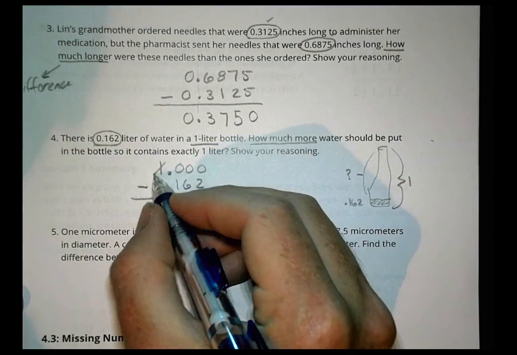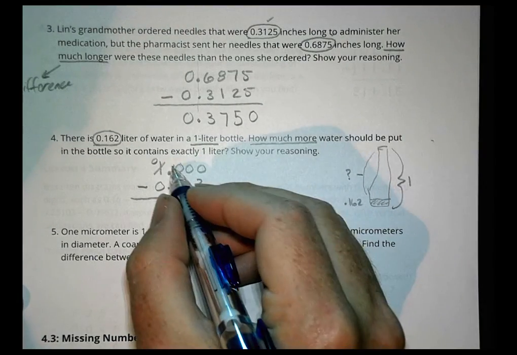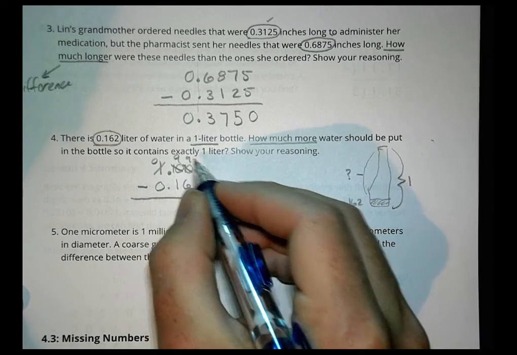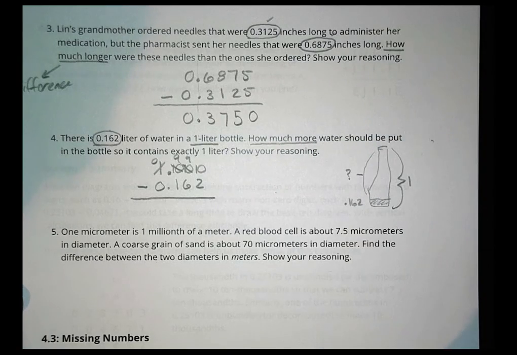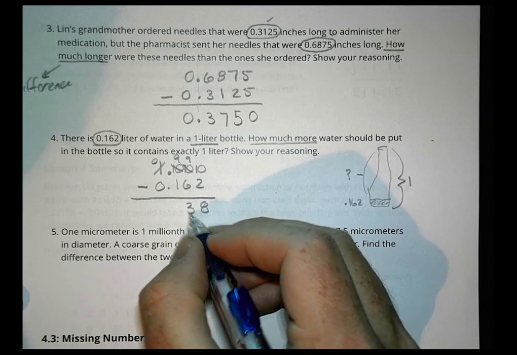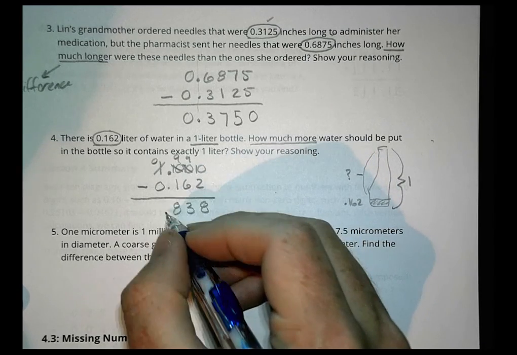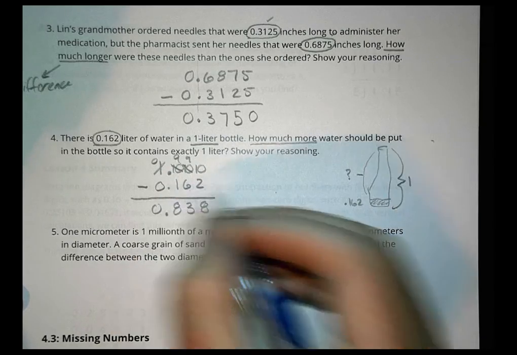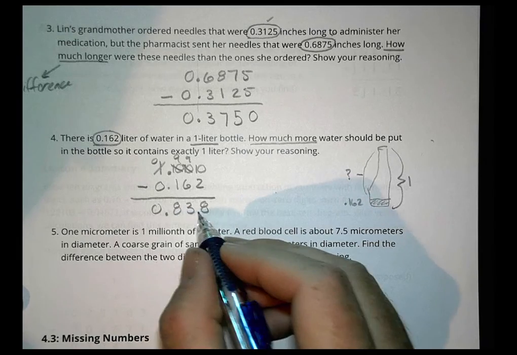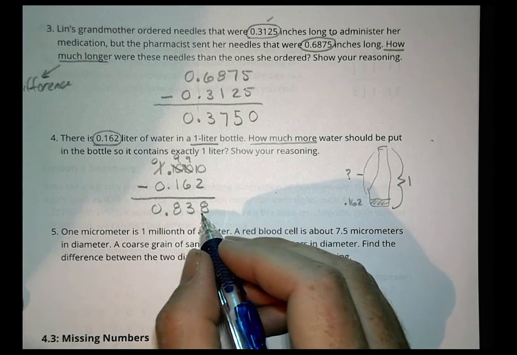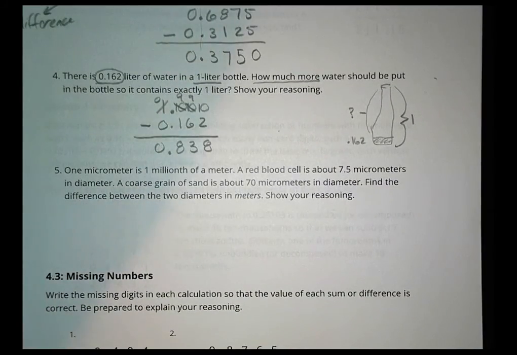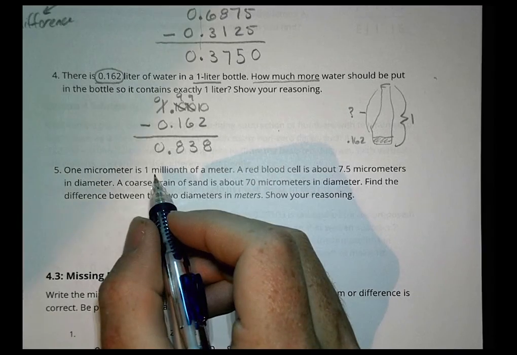So now I'm going to borrow and move it there, or unbundle. Unbundle the 10, make it 9 and 1 of 10 of those. And now we can start to subtract. 10 minus 2 is 8, 9 minus 6 is 3, 9 minus 1 is 8, keep my decimal place, and 0 minus 0 is still 0. So how many more liters of water would she need? She needs 0.838, or 838 thousandths liters of water. Number 5. 1 micrometer is 1/1,000,000th of a meter.